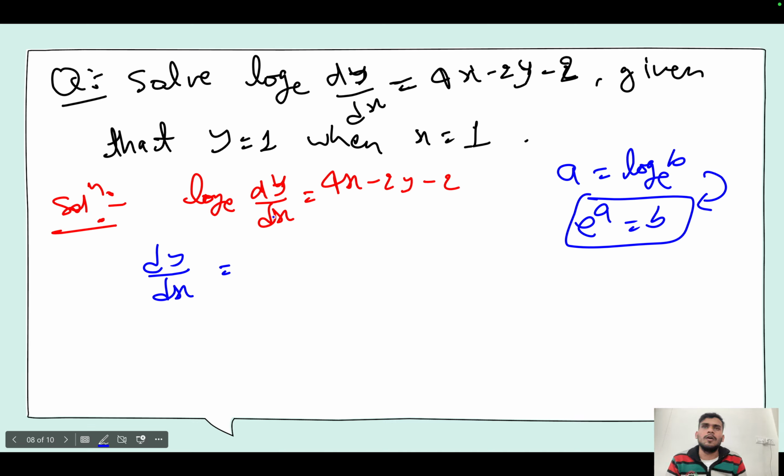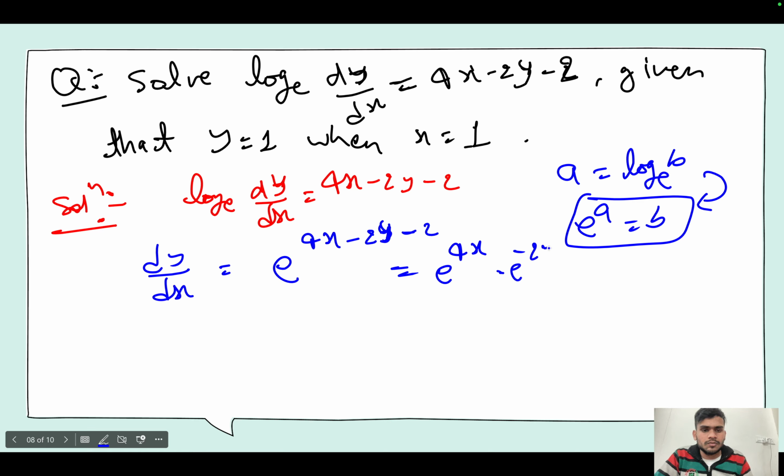Okay, so first try to remove that function, so our differential equation will be free from this term. So dy by dx is equal to e to the power 4x minus 2y minus 2. This is the power of e to the power something, and we can also write it like this: e to the power 4x into e to the power minus 2y into e to the power minus 2.